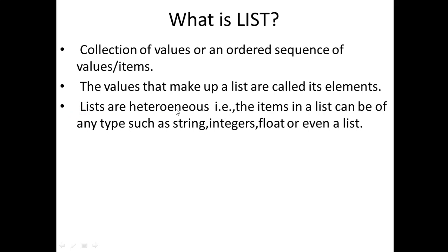Lists are heterogeneous, that is, the items in a list can be of any type, such as string, integer, float, or even a list. Whatever item you store in the list, the items can be of any data type. It can be a string, an integer, a float, or even a list. So the item of a list can be of any type.